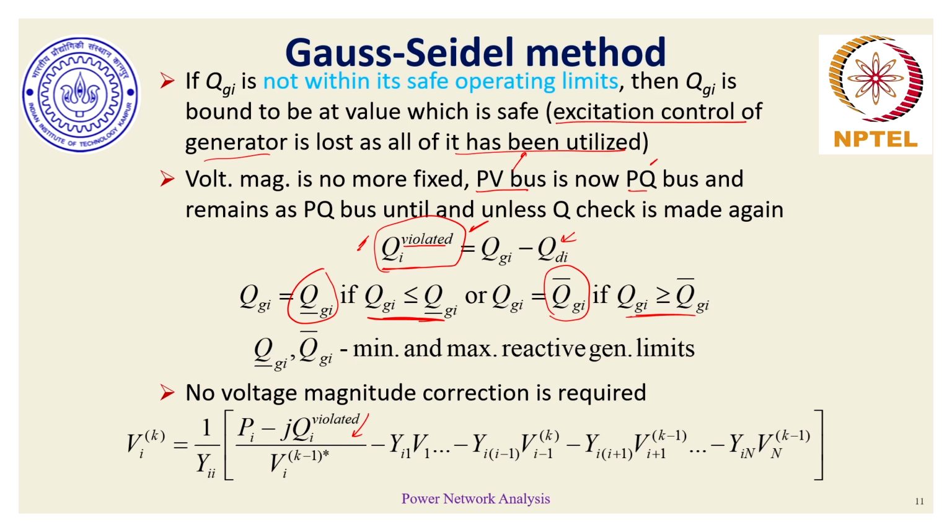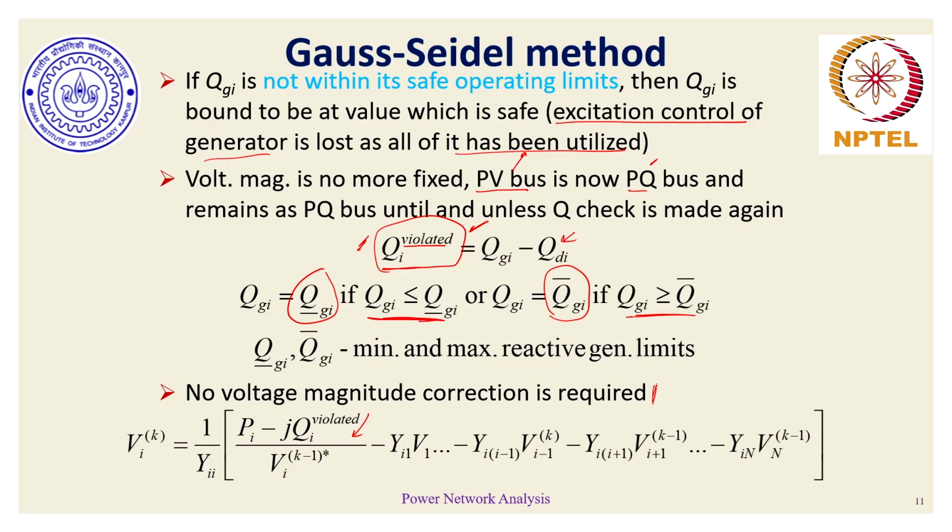In such a conversion, voltage need not remain fixed. Voltage magnitude can change, so no voltage magnitude correction is required. The generator is not able to control or regulate its own terminal voltage. The terminal voltage is now being dictated by the power flows happening in the power network, as per the lines which are connected to this PV to PQ converted bus.